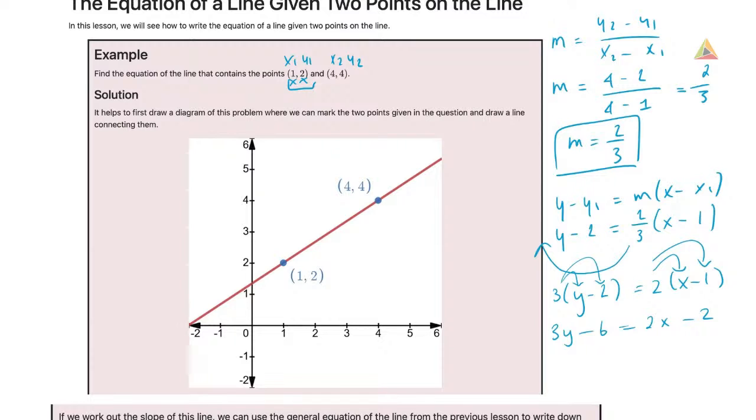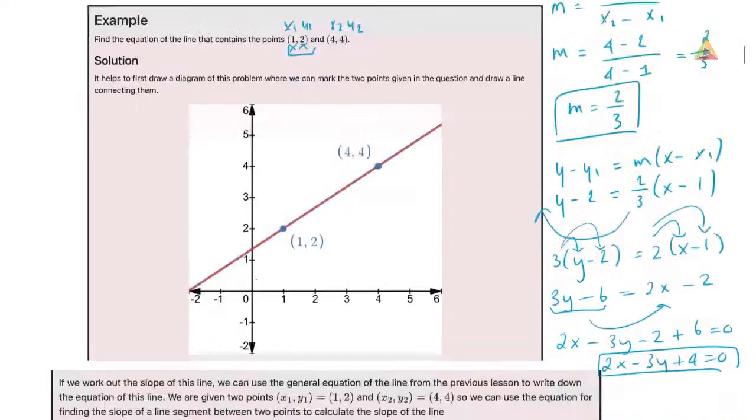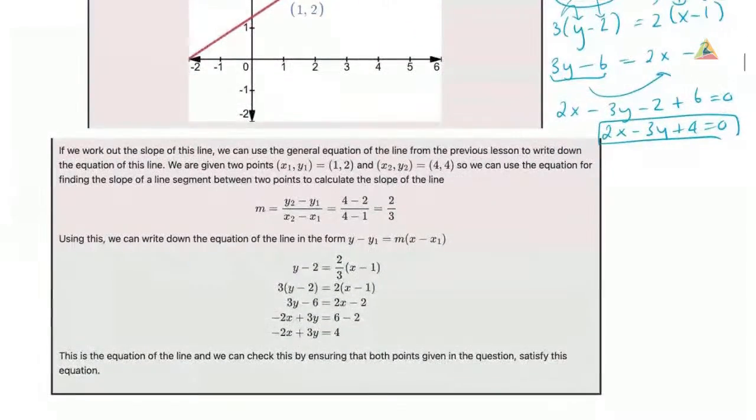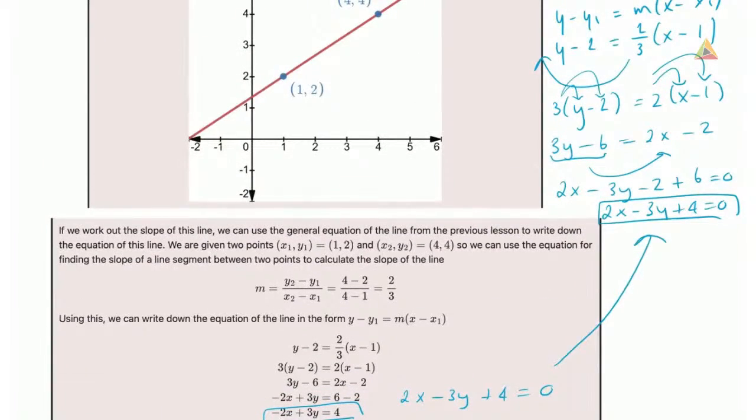Now the idea is to bring everything to one side. So I'm going to bring these over here. So it's going to be 2x minus 3y minus 2 plus 6 equals 0. So then we get 2x minus 3y, so minus 2 plus 6 is plus 4 equals 0. And that's the answer to that question. Now, they have it written like this. It's the same thing. So if I rearrange that and put x positive, it would be 2x minus 3y plus 4 equals 0. So it's just another way of writing it.